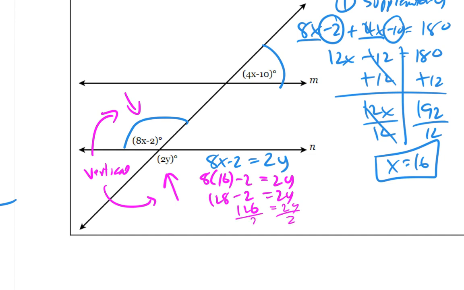Divide both sides by 2. That's going to give us y equal to 63. And it's not equal to 63 degrees. It's just equal to 63, because this measurement is 2 times 63. So what we're going to do is just look at the relationship between those.